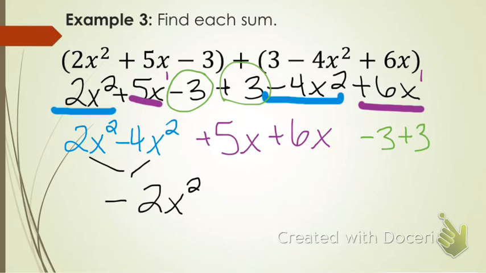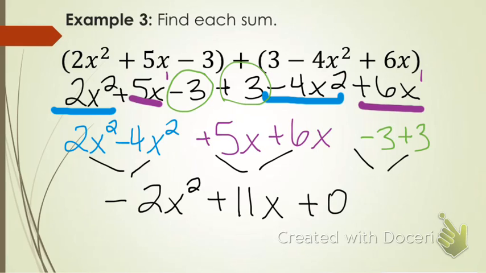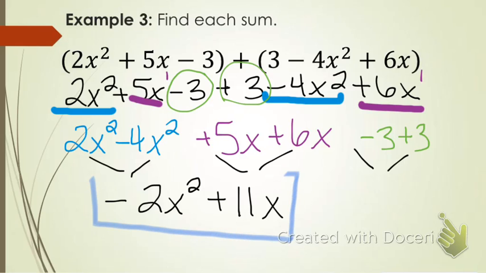Combining my x squared terms, I have a -2x squared. Combining my next terms, the 5x and the 6x, I have an 11x, but this is a positive, so I'll put a plus. And at the end, -3 plus 3, my constants. Well, -3 plus 3 is 0, so I'm going to put a plus 0, but you must know that it is not necessary to write that 0 down. So the final answer is -2x squared plus 11x.